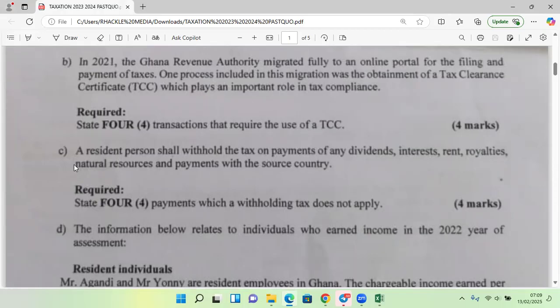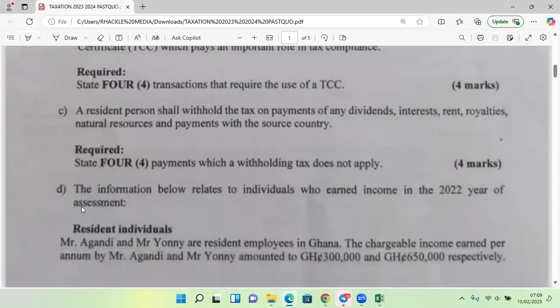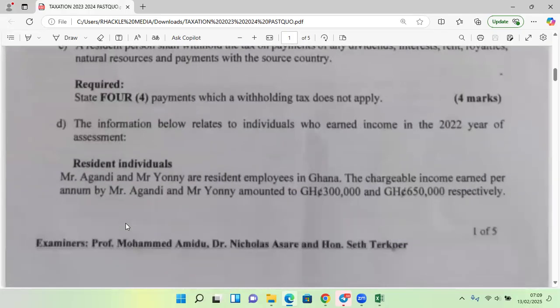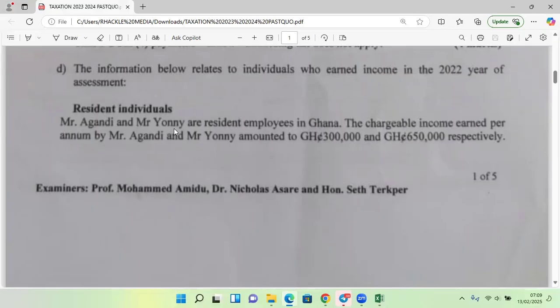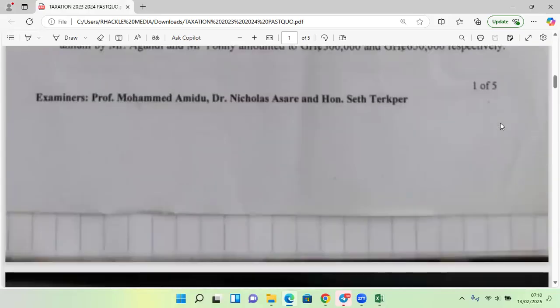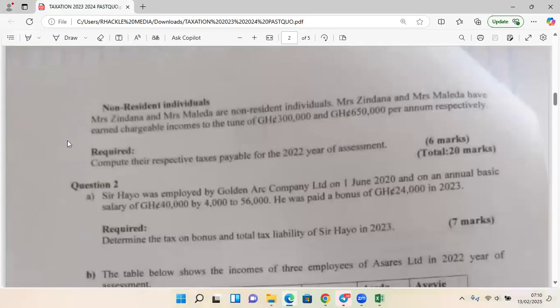So the information below relates to individuals who earn income in 2022 year of assessment. Resident individuals: Mr. Agandi and Mr. Yoni are resident employees in Ghana. The chargeable income earned per annum by Mr. Agandi and Mr. Yoni amounted to 300,000 and 650,000 respectively. So we will calculate for that.